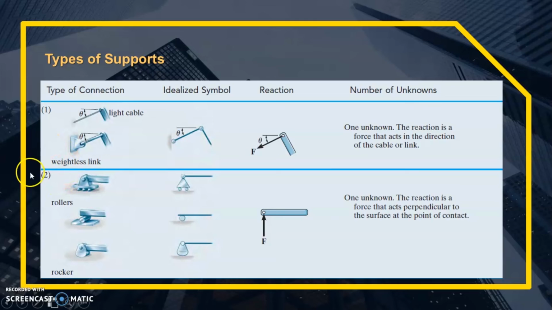Number 2 type of connection, we have rollers. So these are the typical actual structure niya. And idealized symbol niya, ganito. Kaya pa nag-solve tayo ng mga free body diagram sa mechanics, ay itong ginagamit natin na idealized symbol. Then yung reaction niya, isa din. One unknown, the reaction is a force that acts perpendicular to the surface at a point of contact. So, tandaan nyo lang guys, always pag rollers, tapos yung surface niya, yung reaction doon always perpendicular.